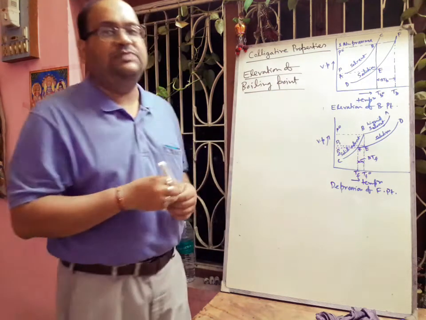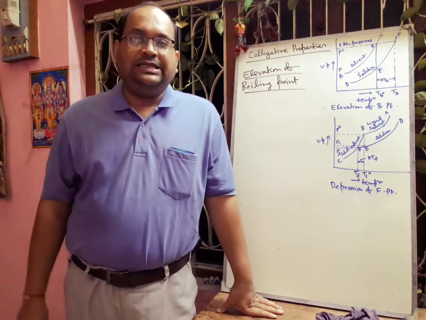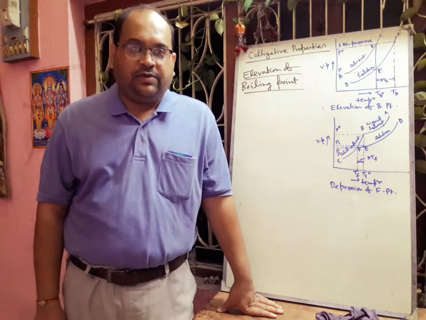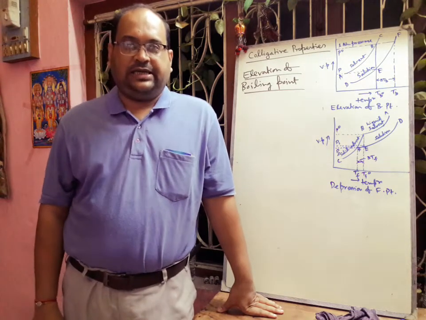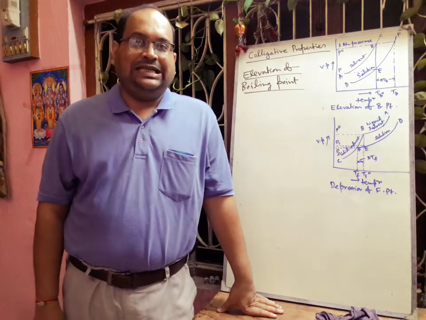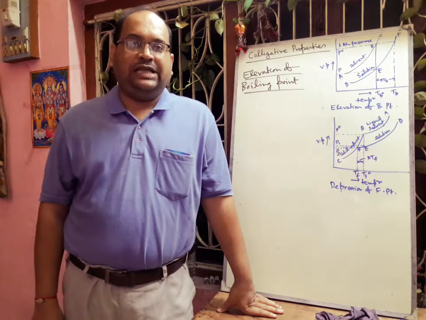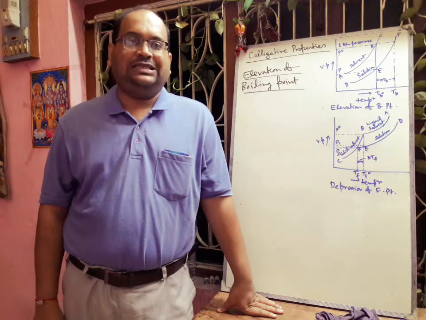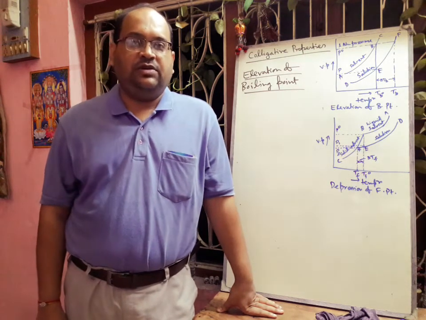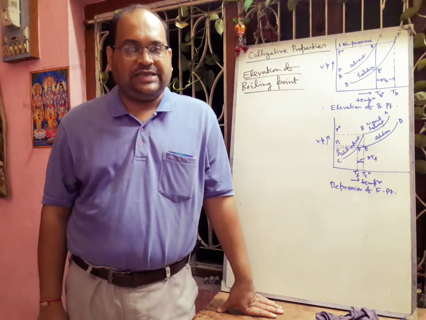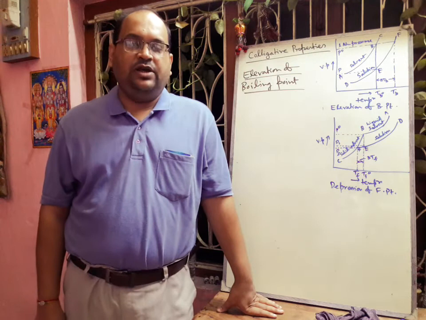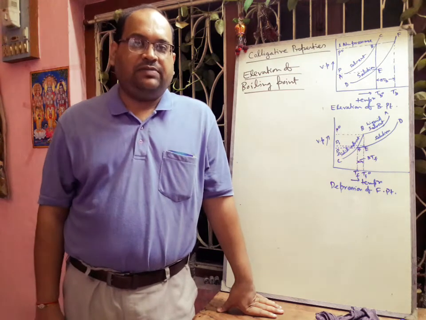First we have to know what is boiling point. Boiling point is the temperature at which the vapor pressure of a liquid becomes equal to the atmospheric pressure. Now the addition of a non-volatile solute to the volatile solvent lowers its vapor pressure. As a result, the vapor pressure of the solution will become equal to the external pressure at a higher temperature. Hence the boiling point of the solution will be higher than that of the pure solvent.